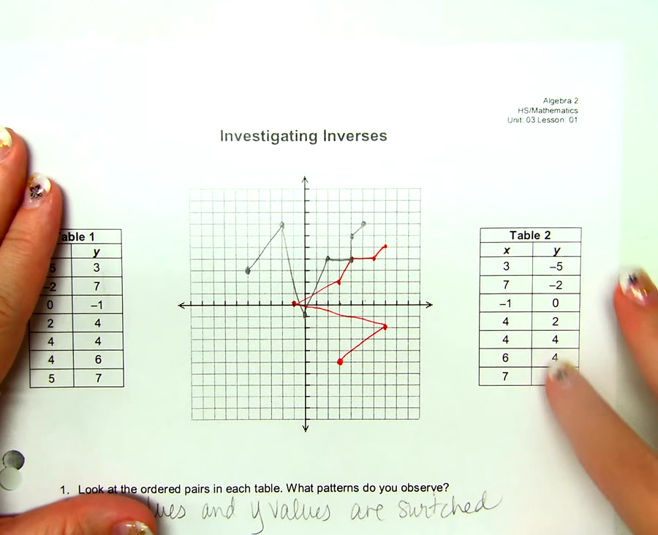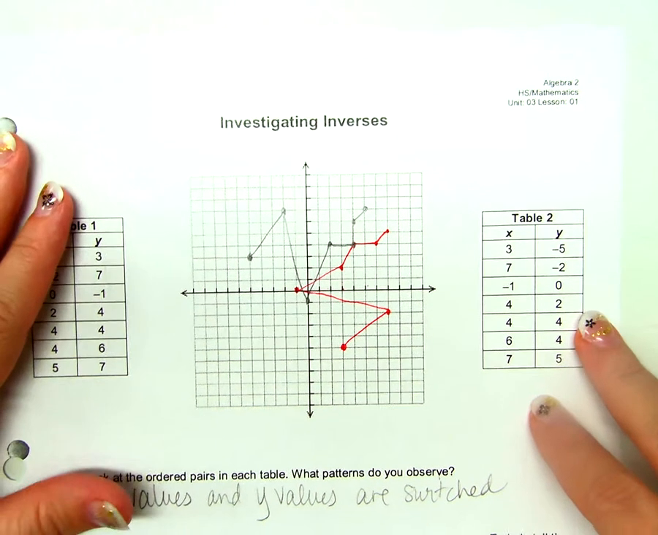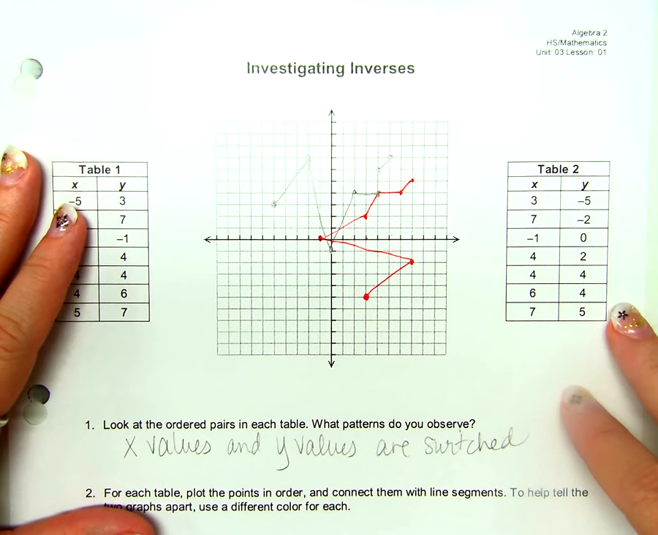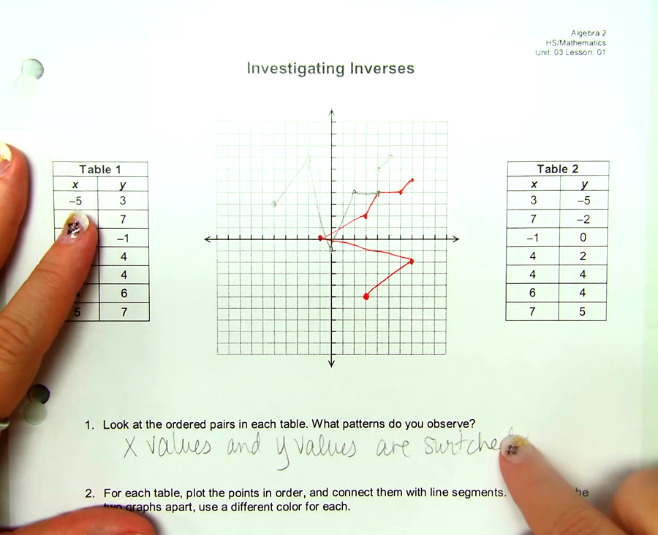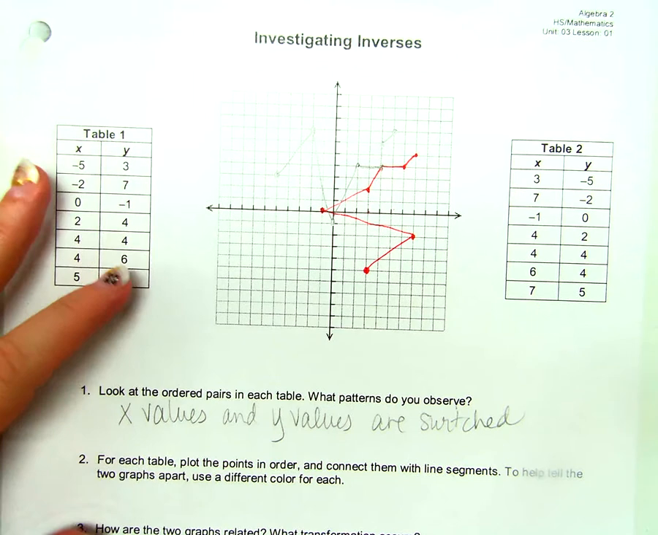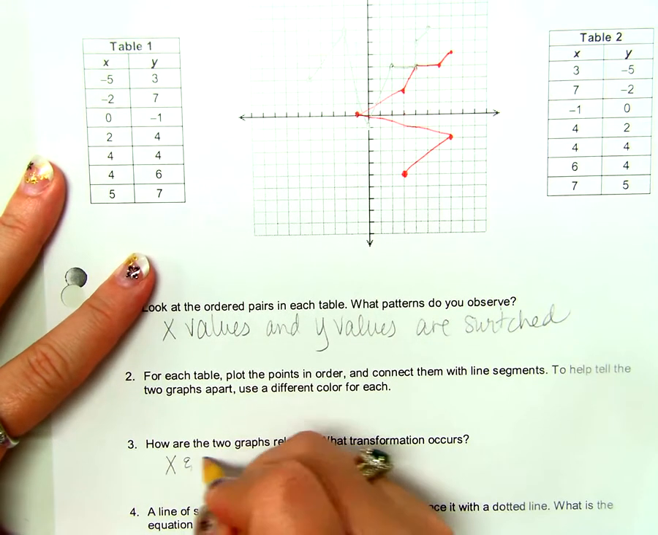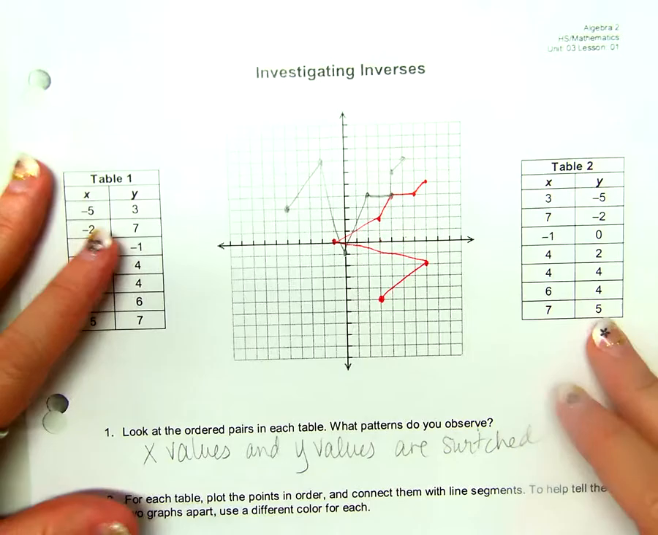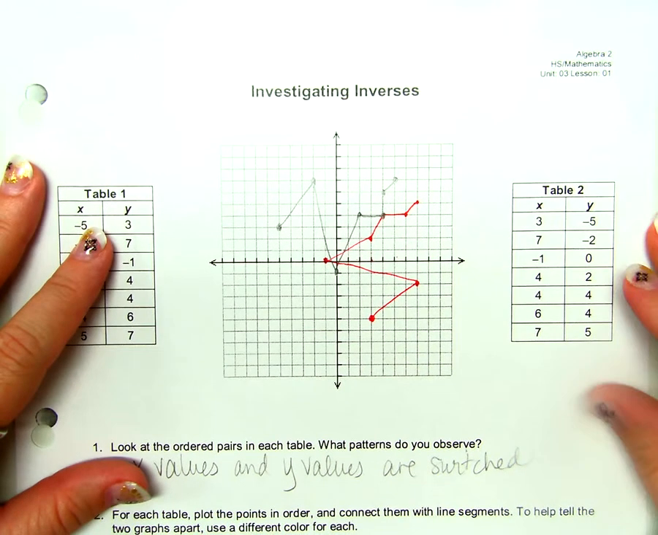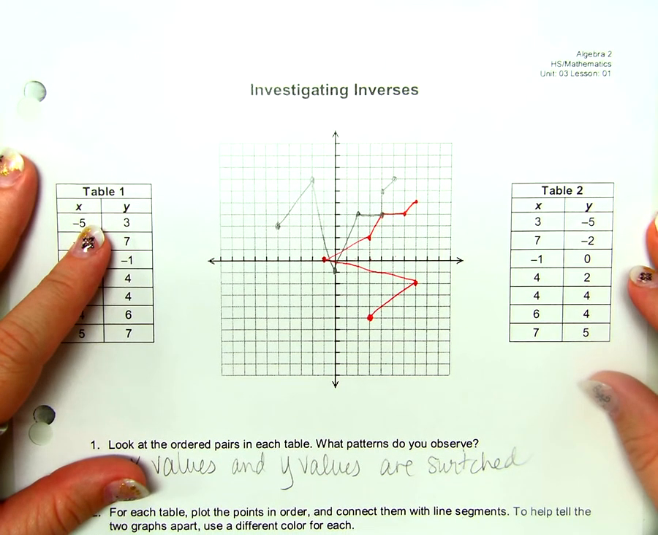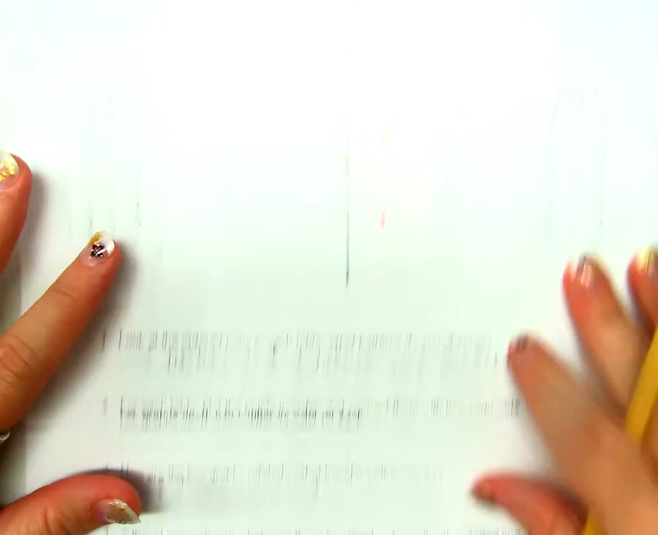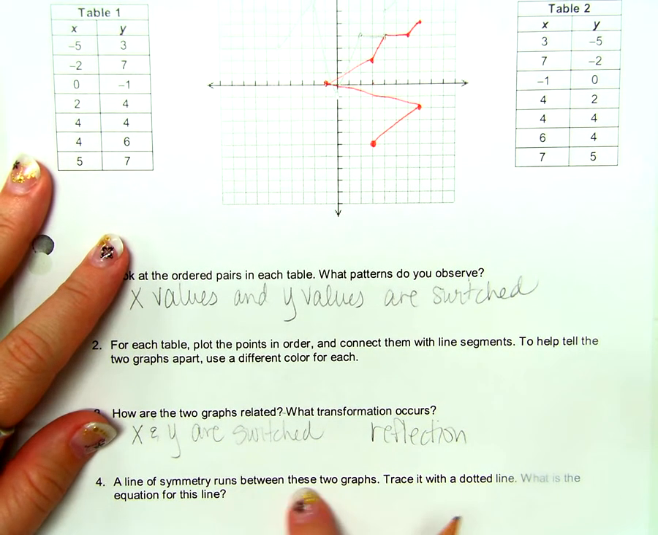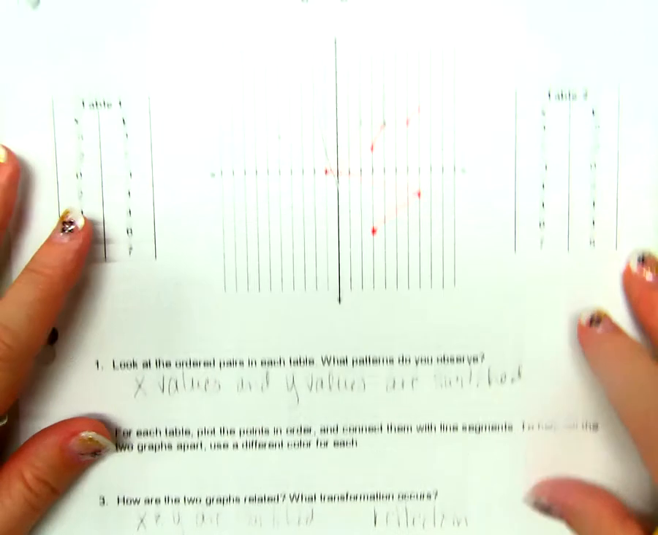Any questions so far? Do you have yours done? So how are the two graphs related? What patterns did we observe? X and Y's are switched. What transformation occurs? A translation? That's a good guess. A reflection. Okay. A line of symmetry runs between these two graphs. Trace it with a dotted line. Where is that line of symmetry?